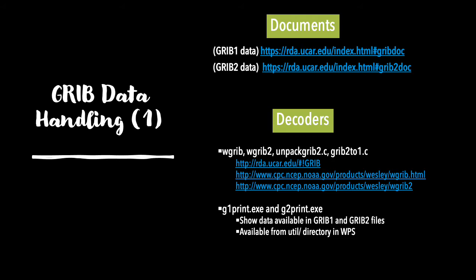Along with the WPS package file, we provide G1 print and G2 print executables, which again correspond to GRIB1 and GRIB2. These are found in the util directory inside of WPS. These programs give nearly the same information as WGRIB, but not quite as detailed, but they're probably sufficient for what you need.